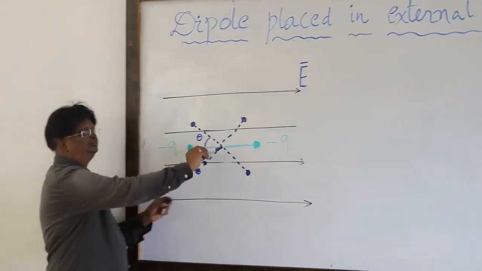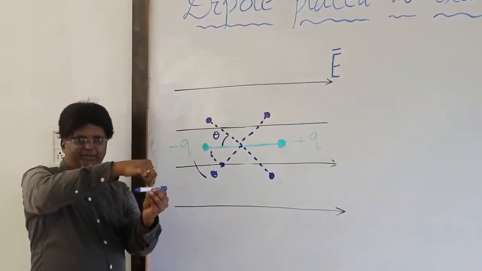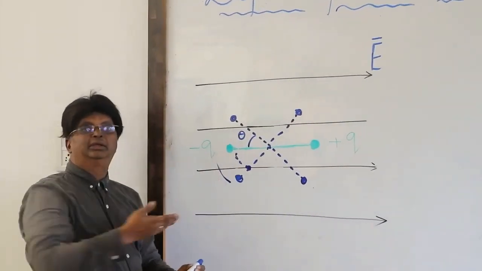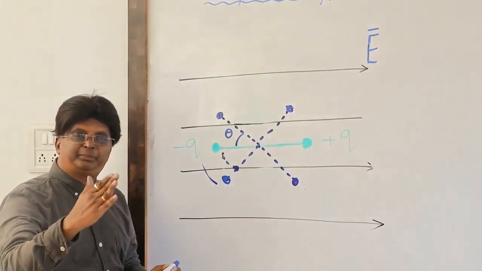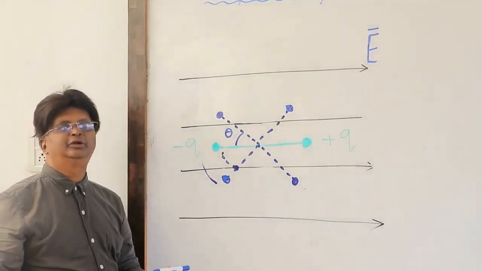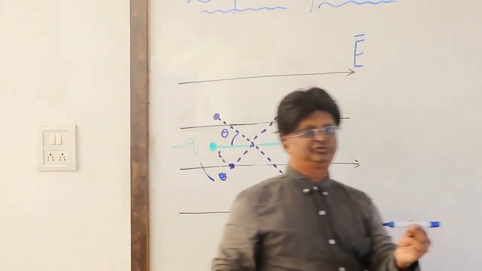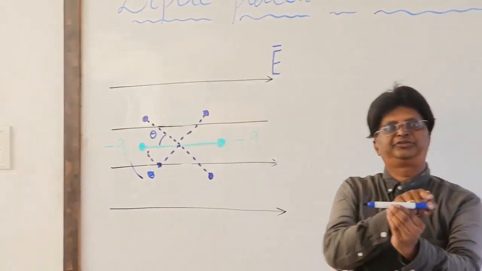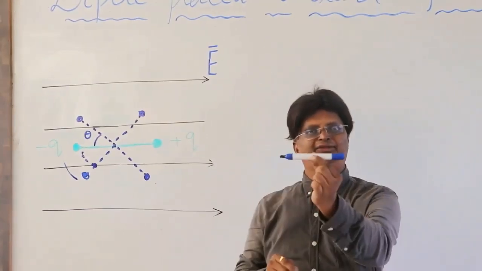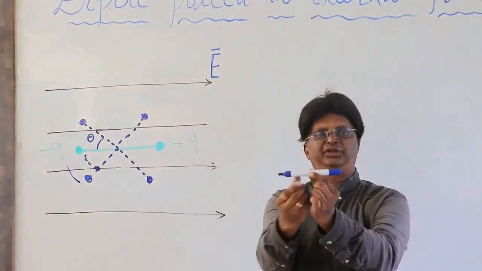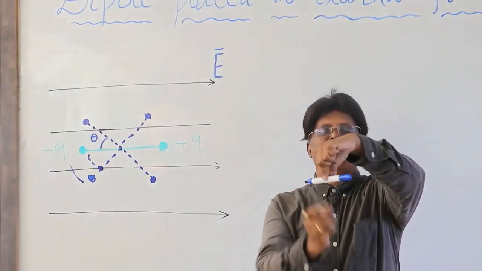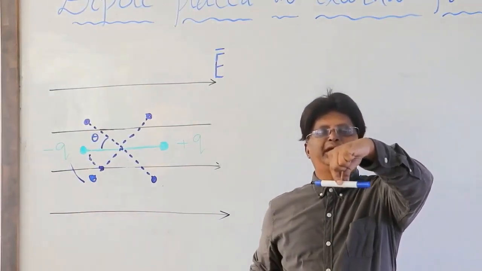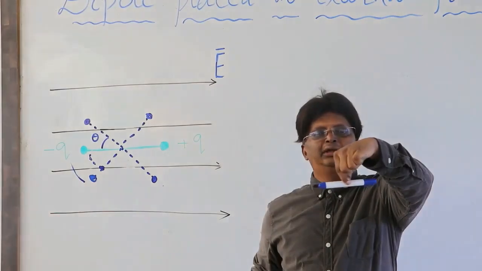A dipole, if it is suspended or placed in an external uniform electric field, and is slightly displaced and released, what will be the case? Here I show: supposing the field is towards your left-hand side and this is the dipole in the equilibrium position. Now if I slightly displace it from the equilibrium position, then it again comes to the equilibrium position the other way, and so on.